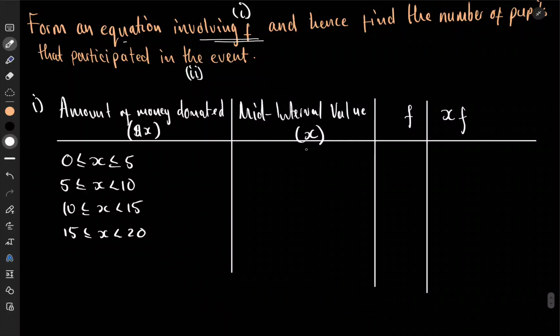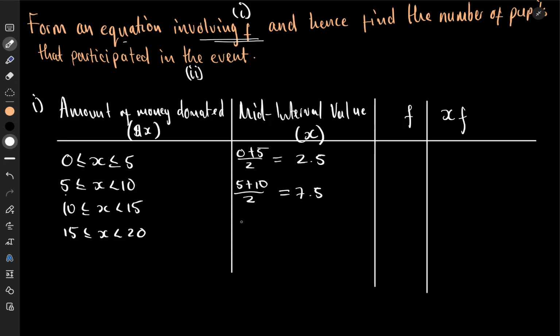Now, what is my mid value, the x? In this case, my mid value will be 0 plus 5 over 2, which is 2.5. In the next one, it will be 5 plus 10 over 2. That's how you get it: lower bound plus upper bound divided by 2, which is going to be 15 over 2.